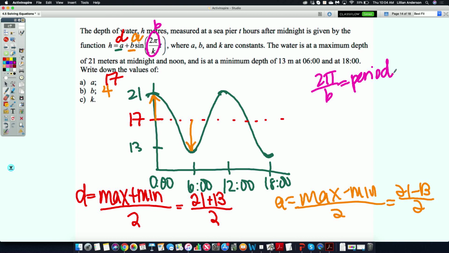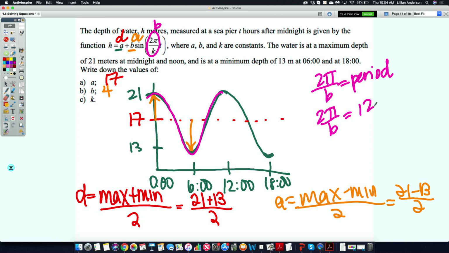12 hours. Your period is the length of time it takes you to complete one cycle, or in other words, where the graph starts to repeat itself. Max to max, min to min. So from midnight to noon, that's 12 hours. Another way you could have done this, let's say they only gave you one maximum height and one minimum height. You take that distance and double it, you will get your full period. It's another way to do it.